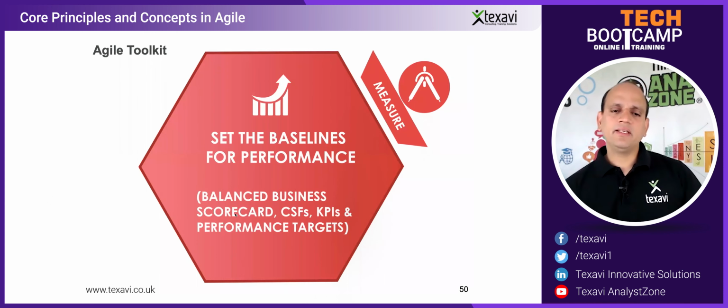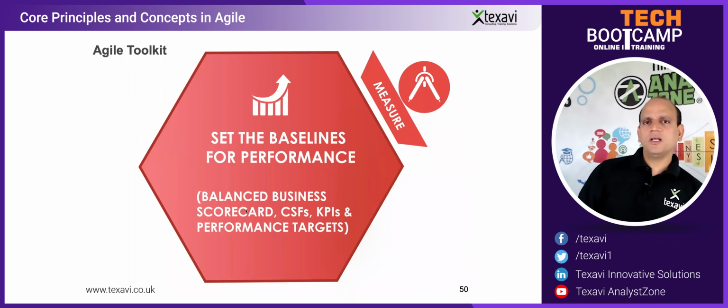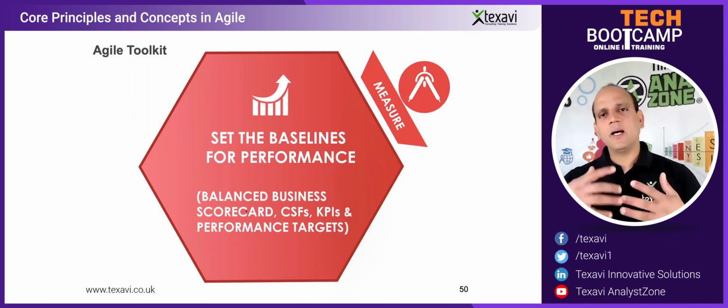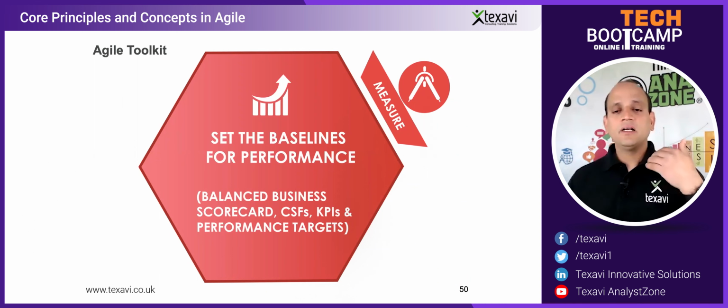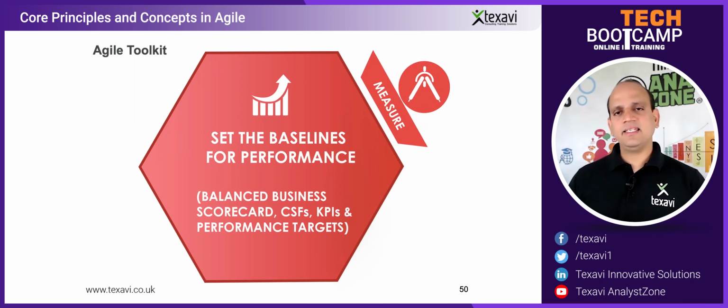That's where we discussed yesterday the balanced business scorecard. We had a look at how you can come up with the financial, the learning and development, the internal processes and the customer dimensions, and how you can measure yourself: the critical success factors, the CSFs, the key performance indicators, and then the performance targets for each of them. We define that, right?